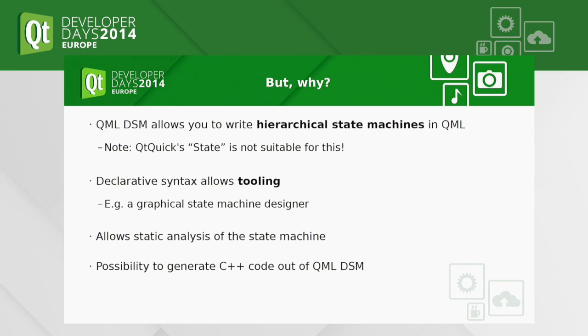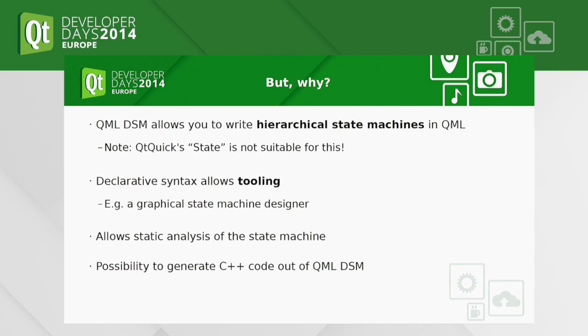So, but why did we create this? That's the question. QML DSM actually allows you to write hierarchical state machines in QML. Maybe you know the State component from Qt Quick. That's not sufficient for that. The State component from Qt Quick is just for a flat state machine, so you can't nest them. And this is mostly used only for animating stuff. You cannot use that to really describe complex state machines.